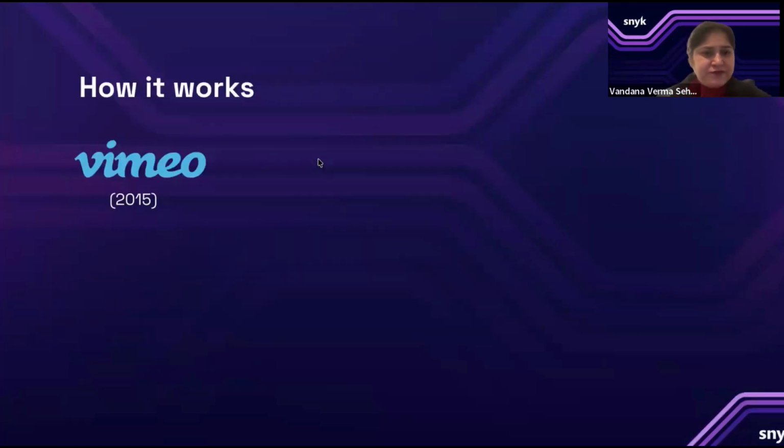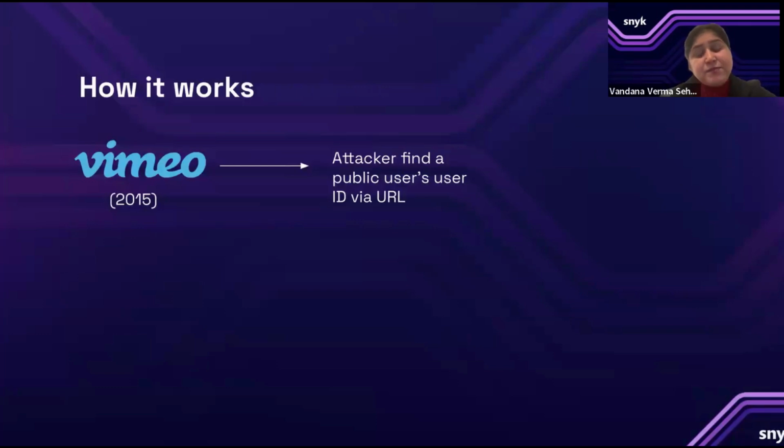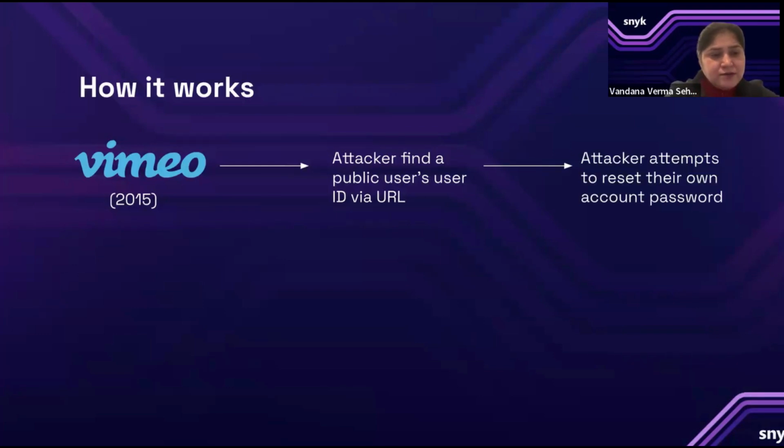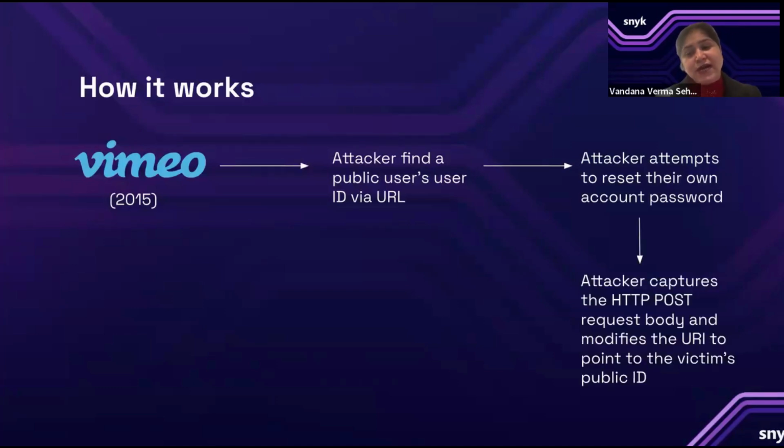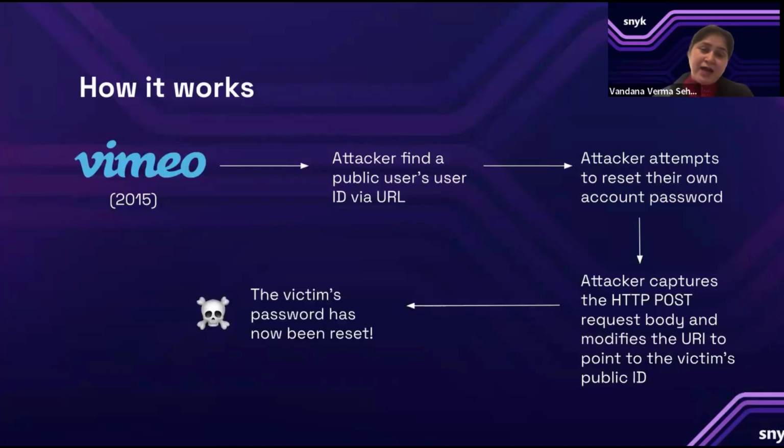Think about this attack on Vimeo, which happened in 2015, where the attacker finds that there's a public user ID in the URL. Because when we especially get vulnerable, you know that there are user IDs floating around everywhere. Now, what this attacker tried is to attempt to reset their own account password. Now, I am an attacker. I'm trying to reset the password for my account. But I know that there are other users as well, like Gina. Gina F is her username, and I know that because I found it on the internet. What I do is capture the HTTP POST request body and modify the URI, which points to the victim's public ID. So now, instead of my ID, I'm going to put Gina's ID. And what happens next? I'm able to reset her password.